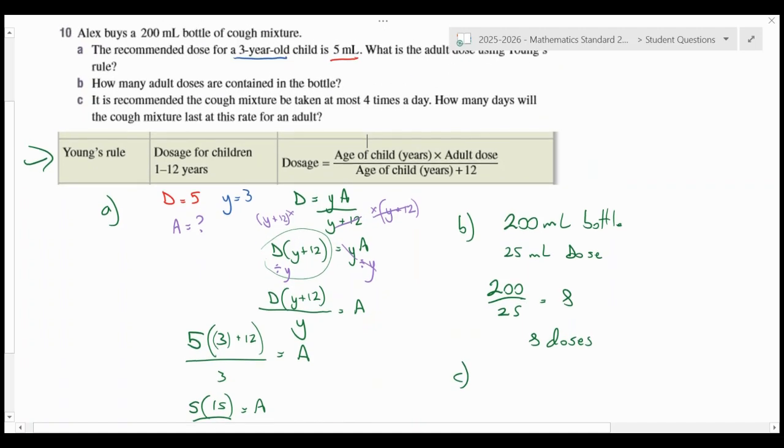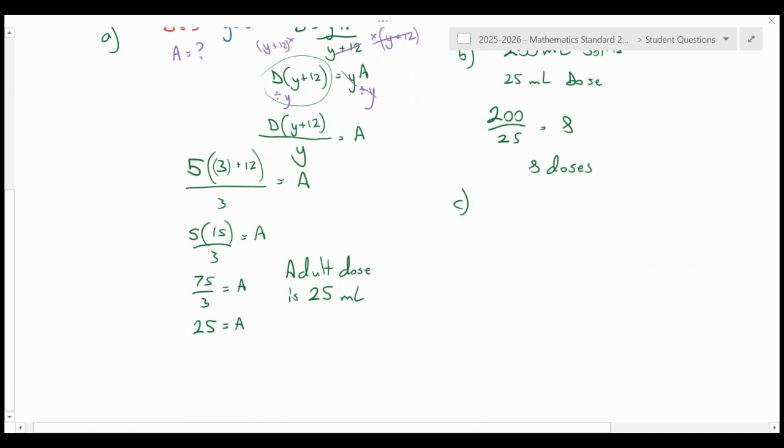Then question C, it is recommended the cough mixture be taken at most 4 times per day. How many days will the cough mixture last at this rate for an adult? Well, there's 8 doses, 4 per day. That will mean there'll be 2 days.